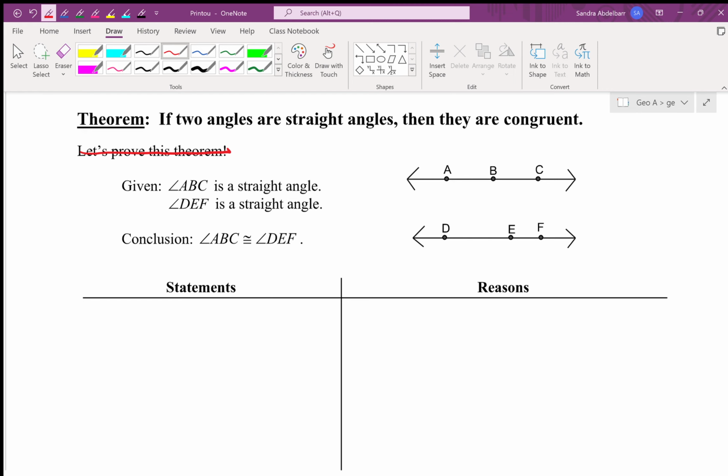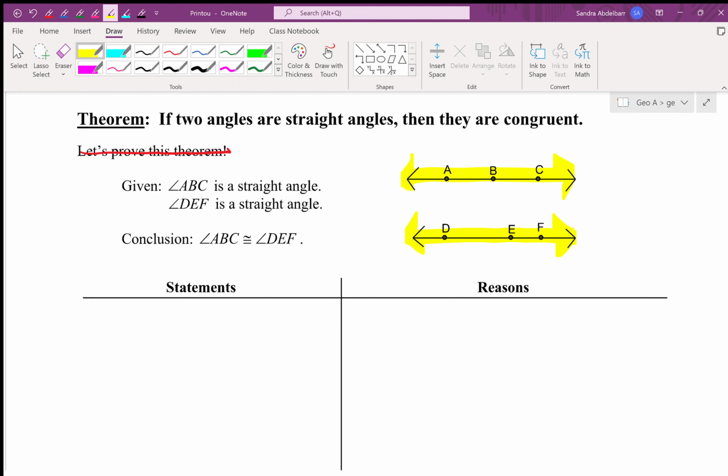So now we'll go through our given information. Angle ABC is a straight angle. Unfortunately, there's no way to mark straight angles. We just sort of let it be. Angle DEF is a straight angle. Again, we're going to let it be. We want to prove that angle ABC is congruent to angle DEF. We want to prove that these two straight angles are congruent.